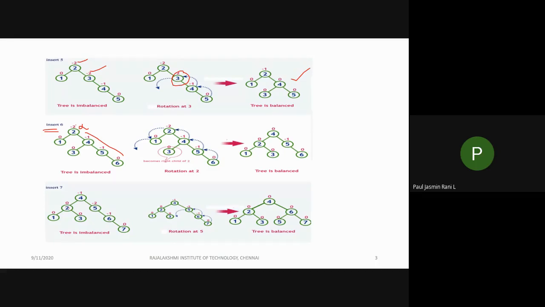Okay, so next, insertion of 7. After inserting the 7, if it is balanced, you leave it as it is. If it is not balanced, see here, this makes an alpha node. Again, you have to perform a rotation.